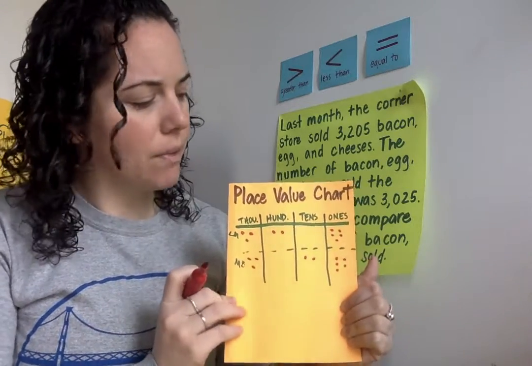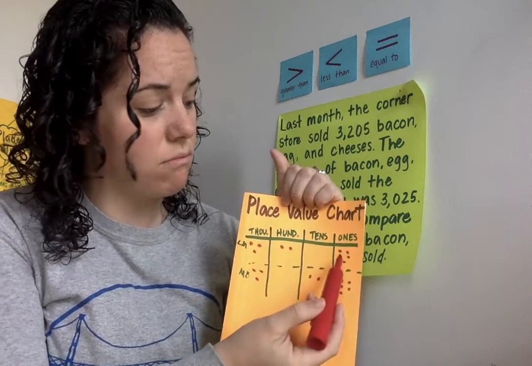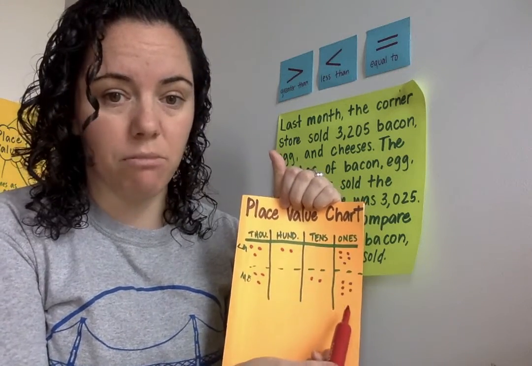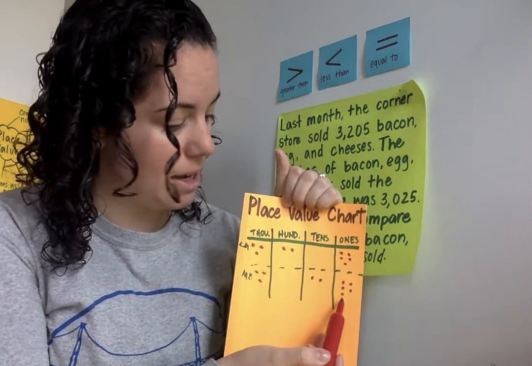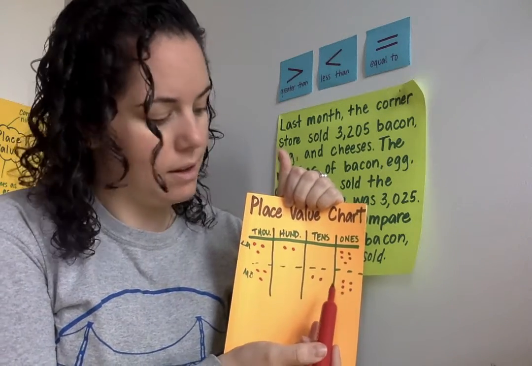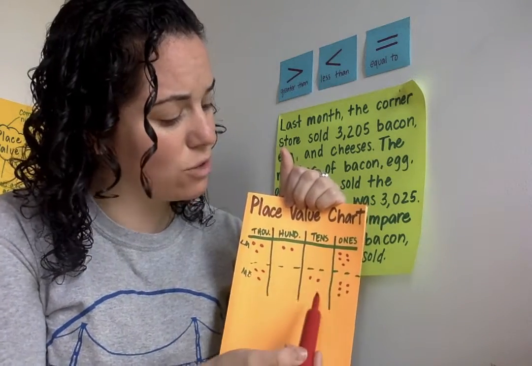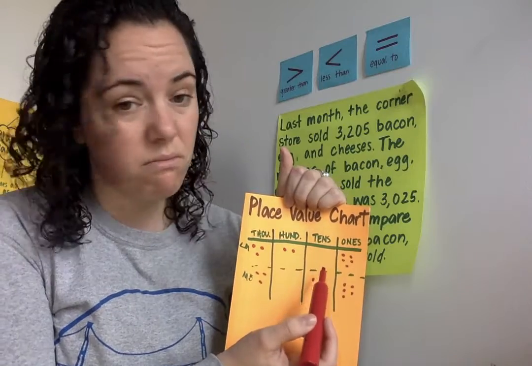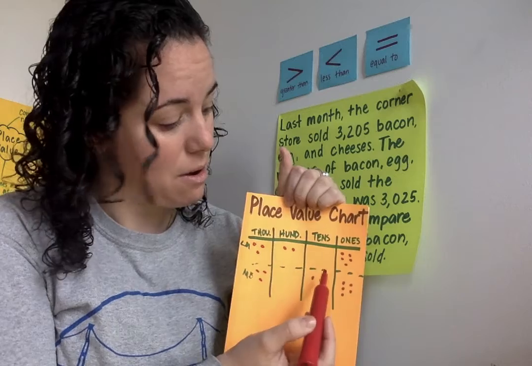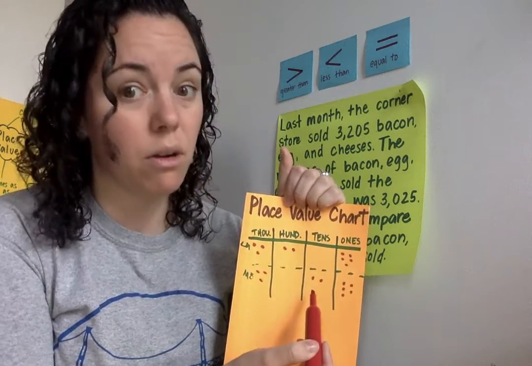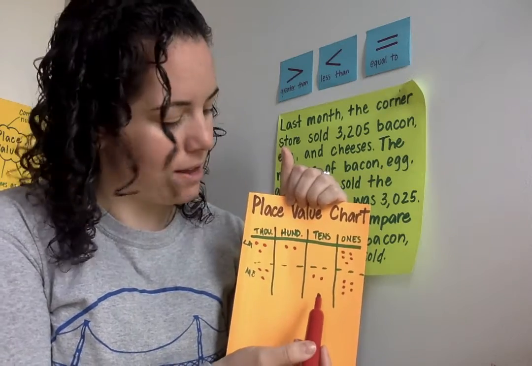Let's bring it back. Now, I know a lot of you are thinking, well, in the ones place, those are the same amount of bacon, egg, and cheeses. Here are 5 bacon, egg, and cheeses. Here are 5 bacon, egg, and cheeses. And I know that some of you are looking at the tens place, and you see that last month, there weren't any bacon, egg, and cheeses in the tens place. But in the month before, there were 2. Let's take a look at the other place values.